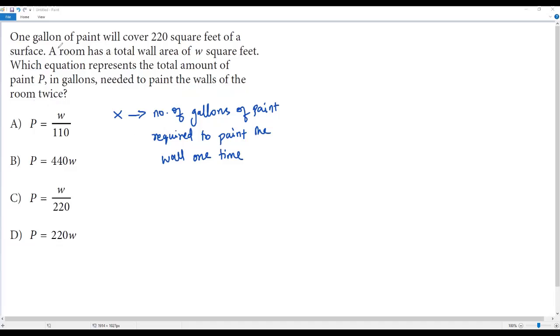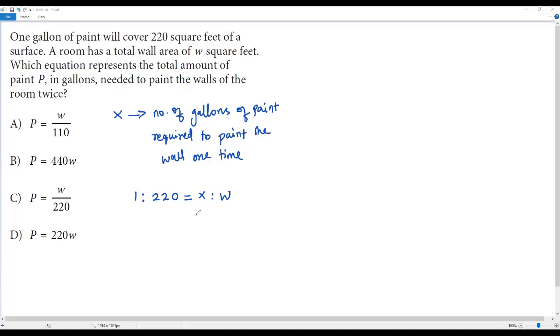According to the question, 1 gallon of paint can be used to paint 220 square feet of a surface. So it can be written as a ratio, that is 1 to 220. Then X gallons can be used to paint the wall area of W square feet, so X to W. Both the ratios represent the same stuff, so we can equate them.